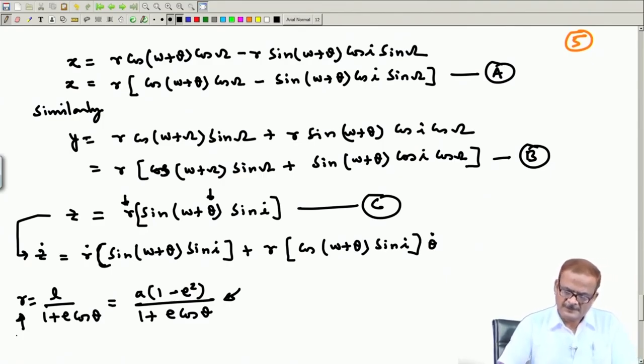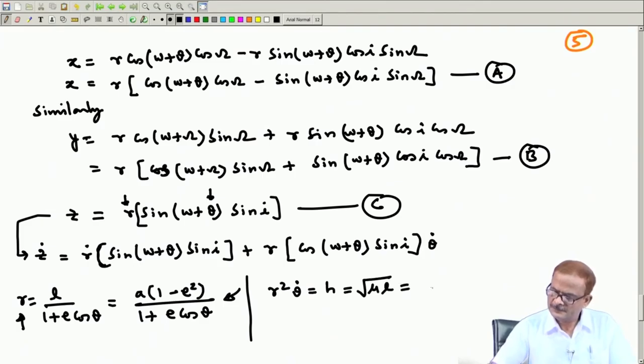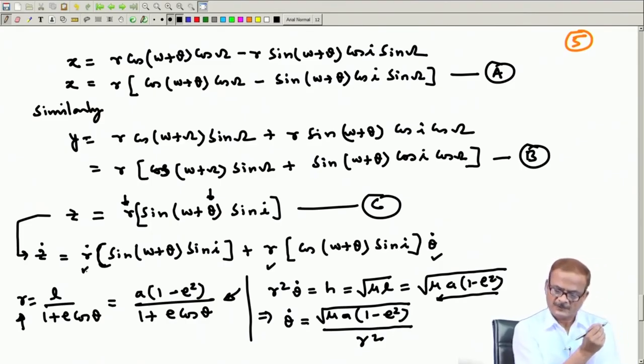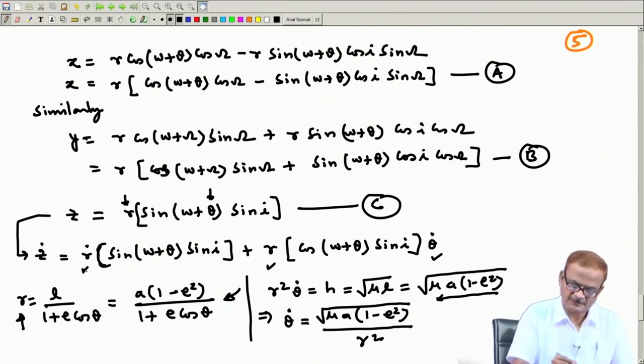Similarly, the quantity r dot we have earlier worked out, and the other quantity is theta dot. So, r square theta dot, this quantity we have written as h, and h is nothing but the square root of mu times L, which equals the square root of mu times a times 1 minus e square. Mu is known to us and all other quantities are known, therefore h is known. This implies that theta dot can be written as the square root of mu a times 1 minus e square, divided by r square. So theta dot also becomes known, r is known, and r dot we have to write. We have written it earlier, again I will write on the next page.